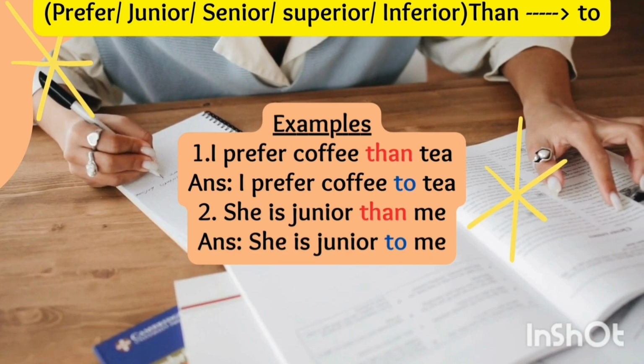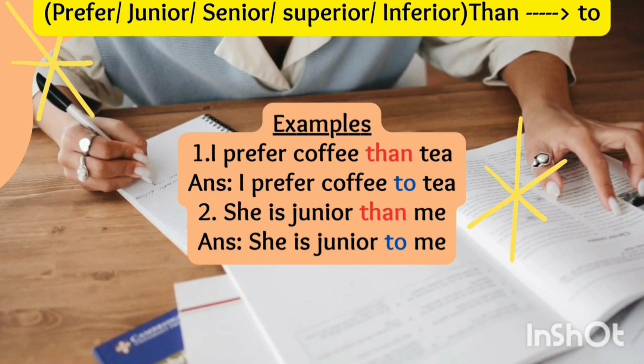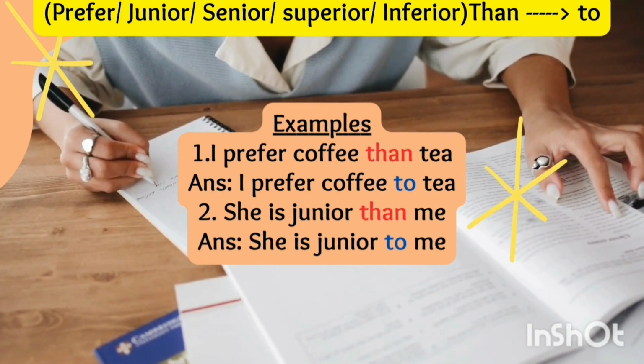Second one, she is junior than me. Here junior is followed by than. We need to replace than by to. Answer, she is junior to me.